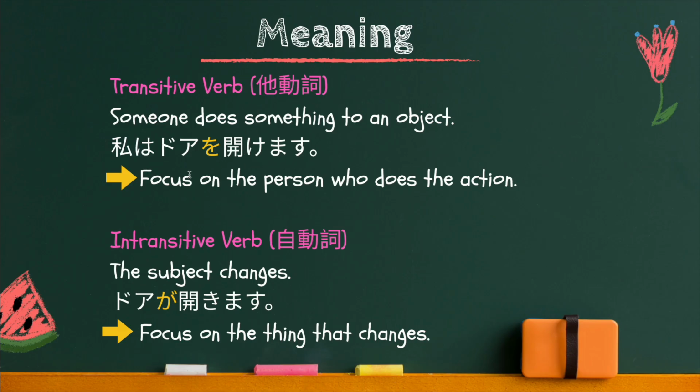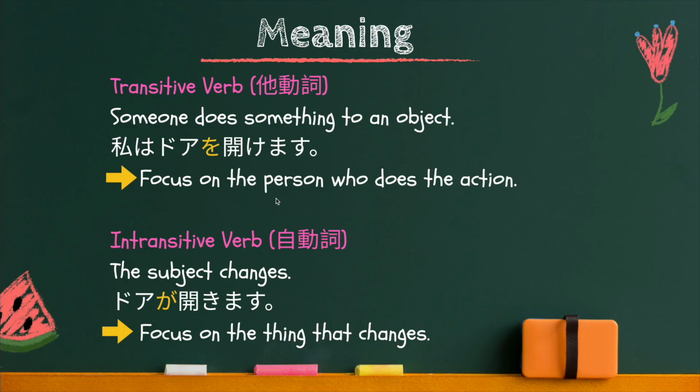This verb type focuses on the person who does the action, in this case, 私. Someone does something to an object. So this is a very common verb type. Just like when you say, 私は寿司を食べます. 食べます is this transitive verb because that focuses on the person who eats the sushi. So, also importantly, this verb type takes O particle. So this is another characteristic of this transitive verb.